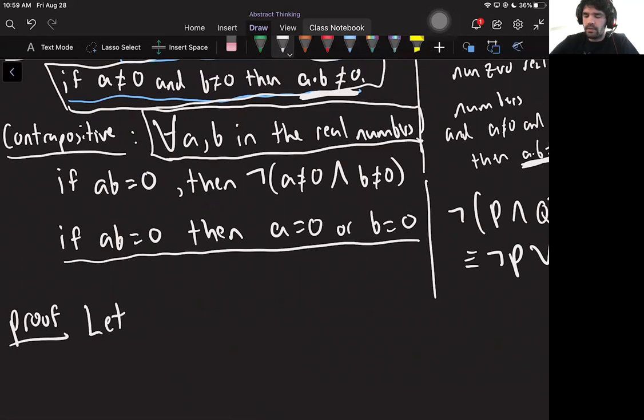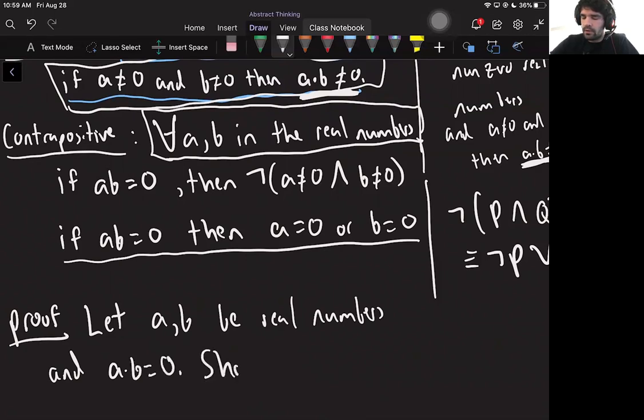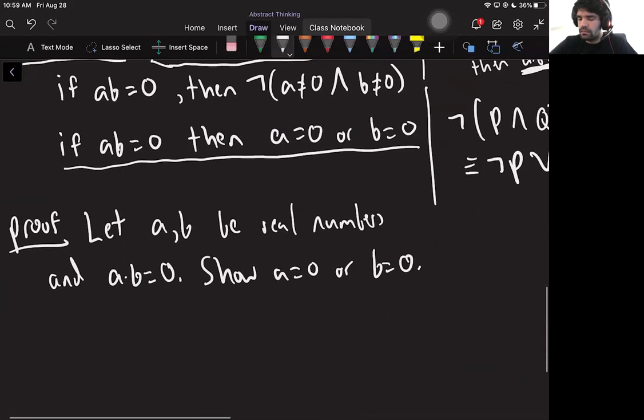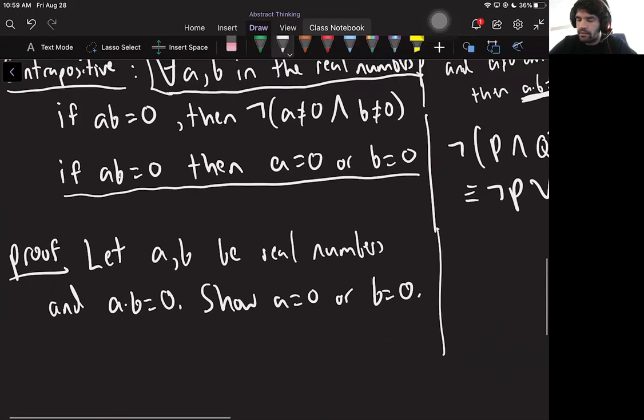So I'm going to let the hypothesis be true. So now it's a direct proof of some brand new statement that happens to be the same as the old statement. So I'm going to let a and b be real numbers, and I'm also going to let a times b equal 0. Then I'm going to show that either a equals 0 or b equals 0. So how can we go about this? Well, the then part, the thing I'm showing, is an or statement.